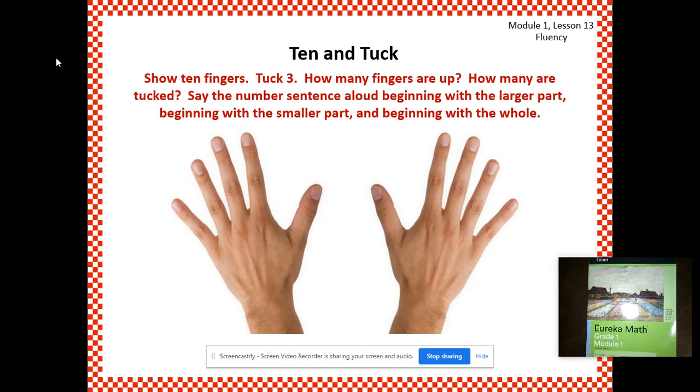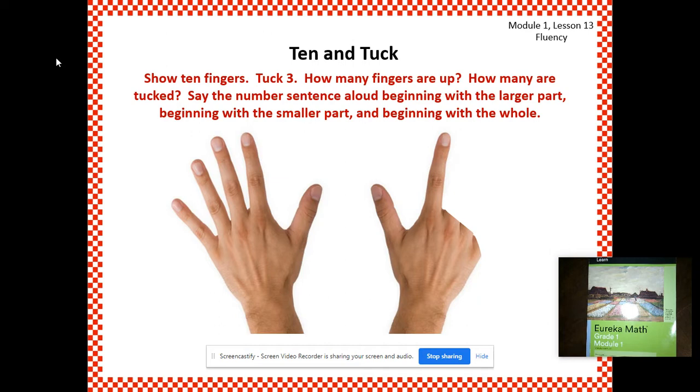Show 10 fingers. Hands up with 10 fingers. Tuck 3 in, just like this. Put them down. How many fingers are up? Get ready. 7. How many are tucked? Get ready. 3. Say the number sentence aloud, beginning with the larger part. Get ready. 7 plus 3 equals 10.